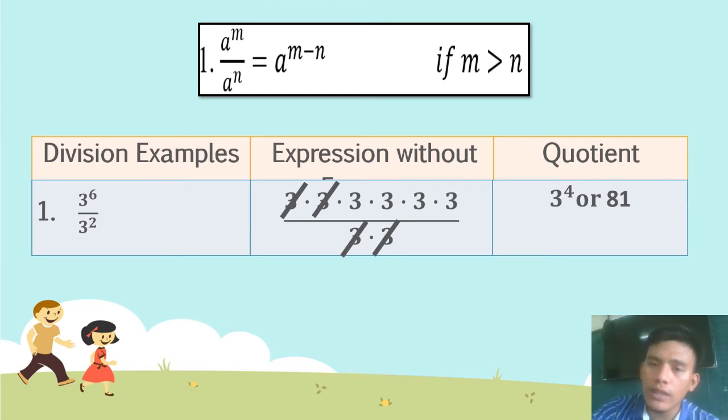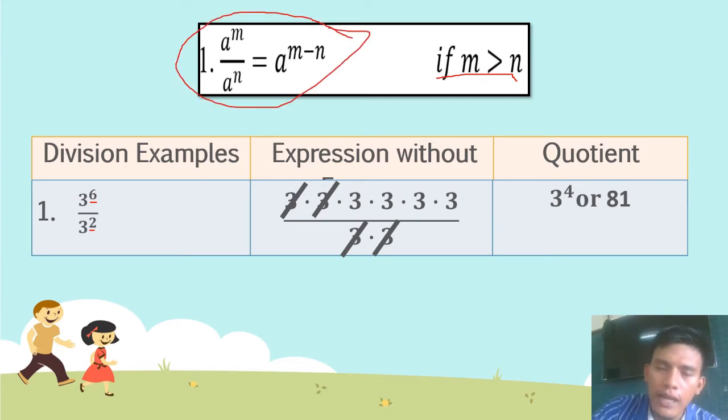If we use this law of exponents, this condition, m is greater than n. This is m, this is n. So you will subtract m minus n. So 6 minus 2 is 4. So 3 raised to 4. When you simplify, 3 raised to the exponent 4 is 81.